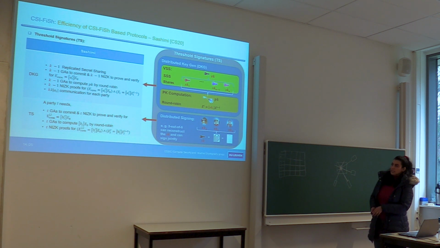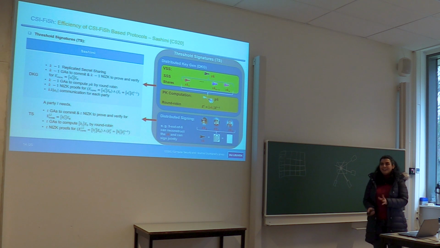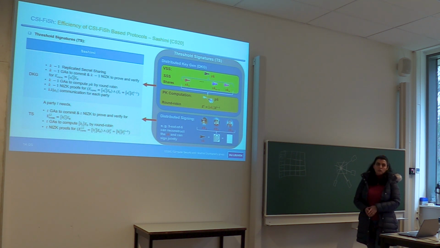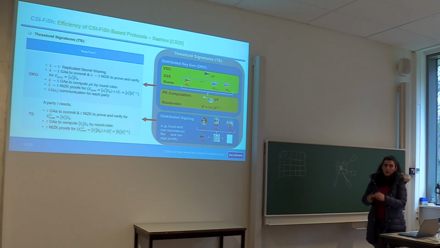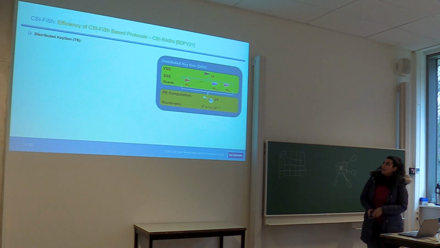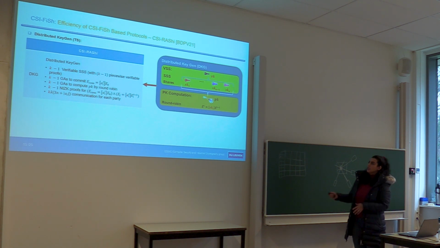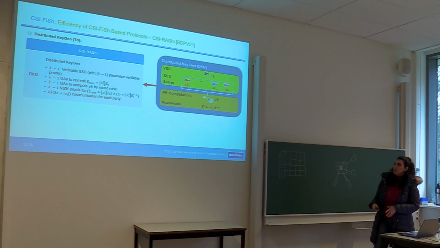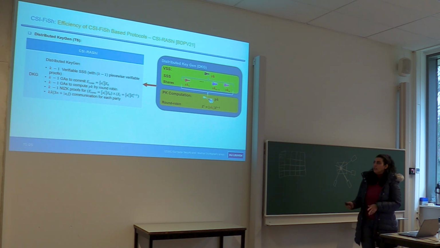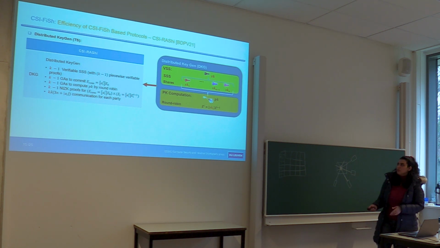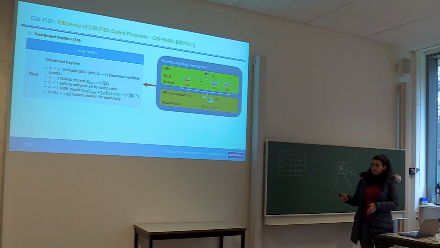And for signature, the same. You can see everywhere we have a K, we need to do K group actions since the public key size is K. And for the distributed keygen of Sirashi, again, we have the same things. I mean, we have K-1 verifiable secret sharings, K-1 group actions to commit, K-1 group actions to compute the public key, K-1 zero knowledge proofs, and so on.